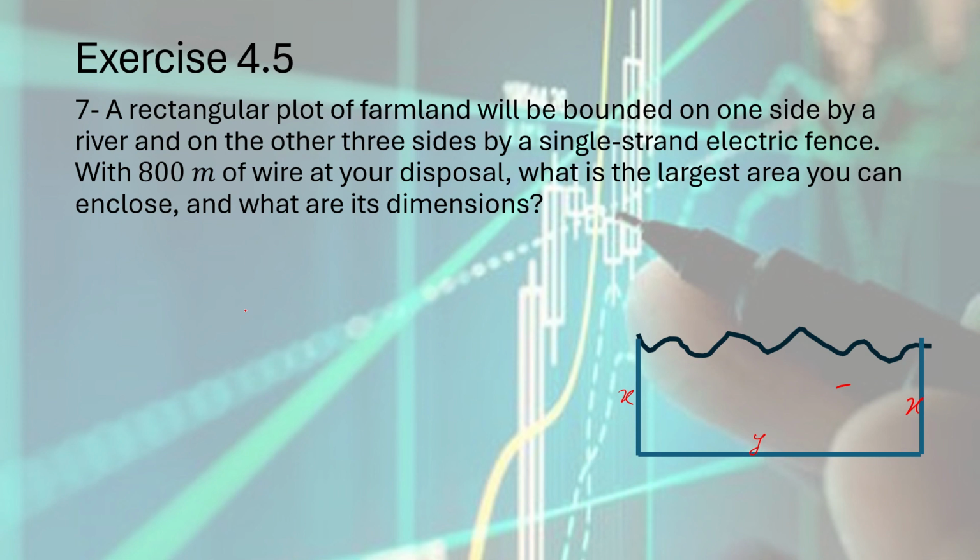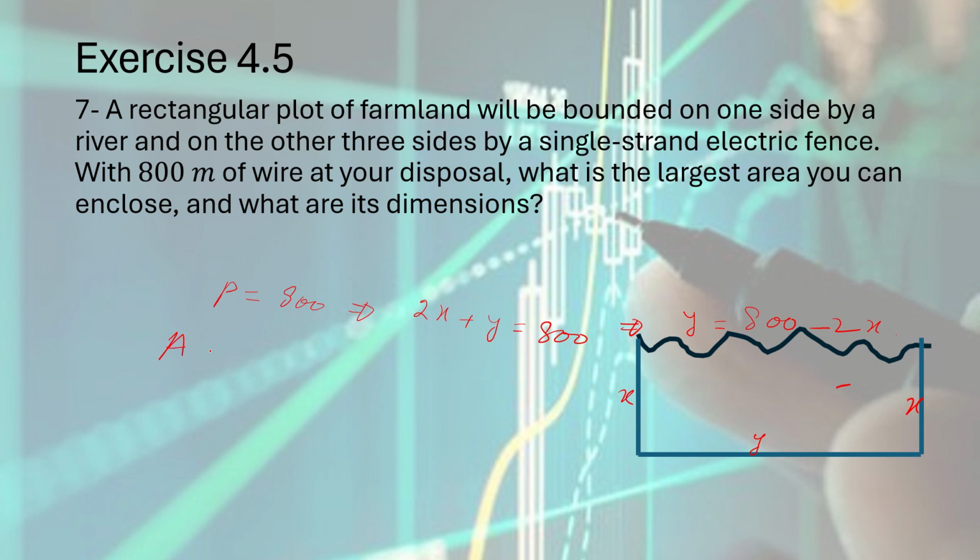So it means in this case, the length is the perimeter. So the perimeter, by using that fence, will be 800, which means 2x plus y equals 800, which can be simplified for y. That will give you y equals 800 minus 2x.